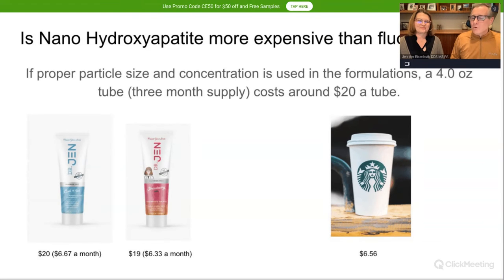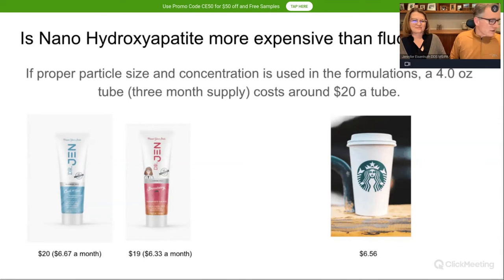The Nano Hydroxyapatite is more expensive, and you probably already know this. If you want high concentrations of Nano Hydroxyapatite in the toothpaste, it's going to run the price up. However, for your patients that want clean ingredients and optimal remineralizing, optimal caries protection, the toothpaste is usually going to run around $20. I think we talked about this on the previous slide.